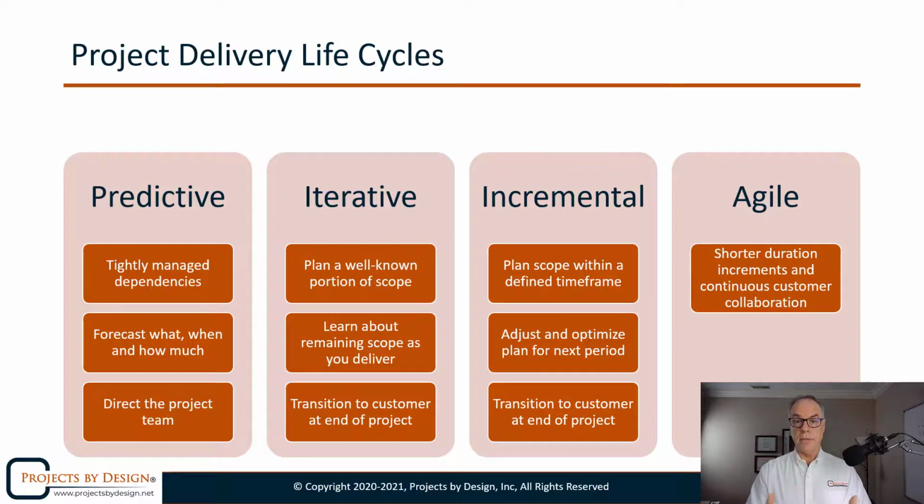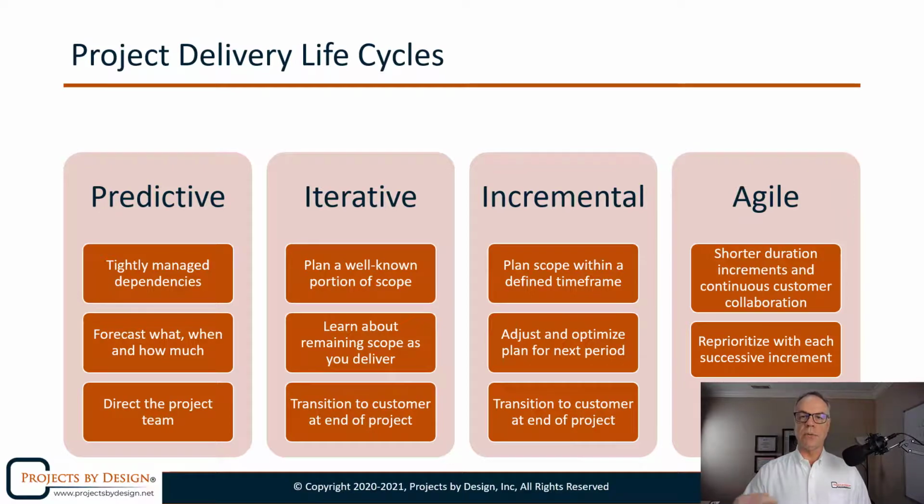And the reason for that is because we need to learn that much more. In other words, the uniqueness is there. We're less experienced with delivering these sorts of things. And we're going to learn quickly so we can adapt. That's why we have those shorter durations. Likewise, we're going to reprioritize with each successive increment. In other words, take what we learned in each increment and reprioritize based upon what we now know.